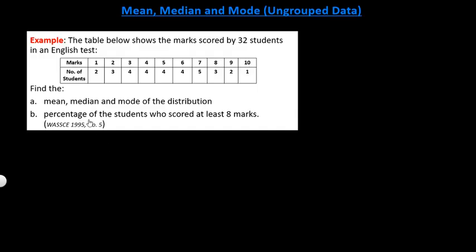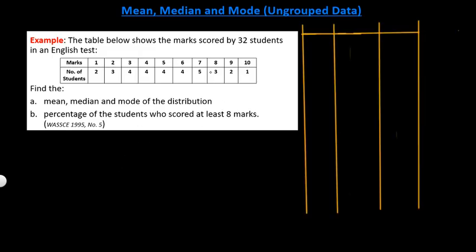To help us calculate this better, we have to construct a frequency distribution table, which is something like this. Good. So here, the first column takes the position of mark, which we denote with X. The next column takes the position of frequency. We denote that with F. And the third column takes the position of the product of frequency and score, or frequency and mark.